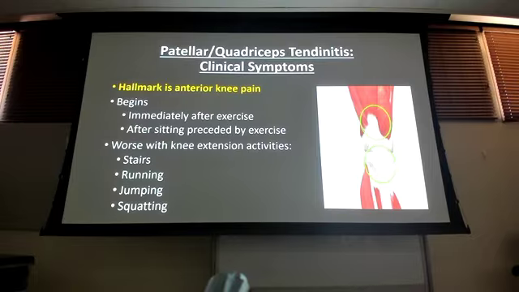The hallmark is anterior knee pain. I will tell you this, I hate the term anterior knee pain as much as I hate the term patellofemoral pain, because what does anterior knee pain tell you?